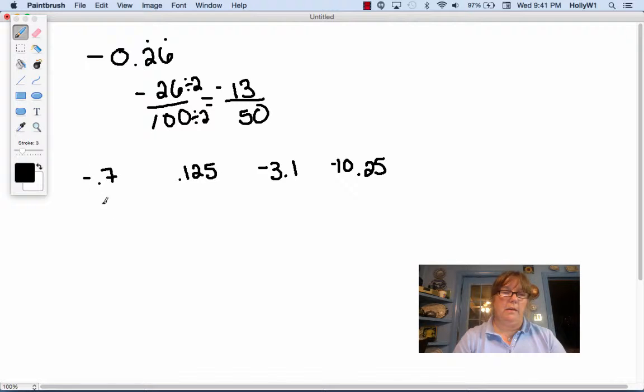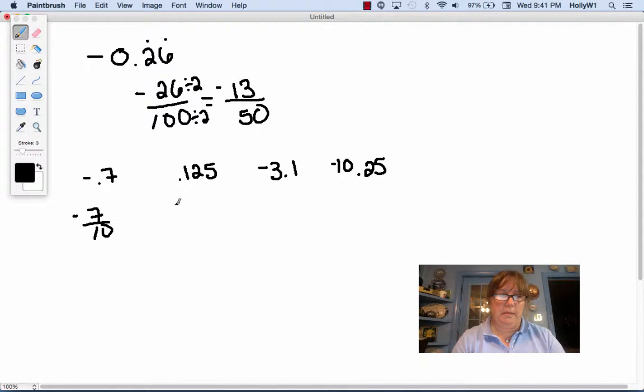Okay, welcome back. So negative 0.7 ends up being negative 7/10, because we have one number in the tenths place and nothing in the hundredths place. And 7/10 is about as simplified as we can get it. 7 is a prime and it doesn't go into 10, so negative 7/10.